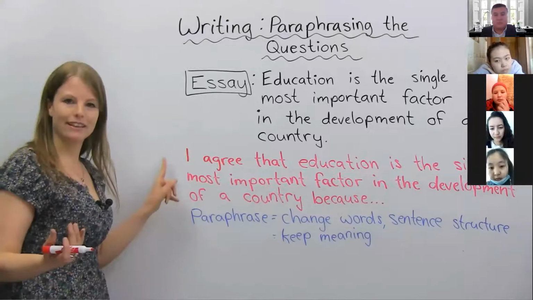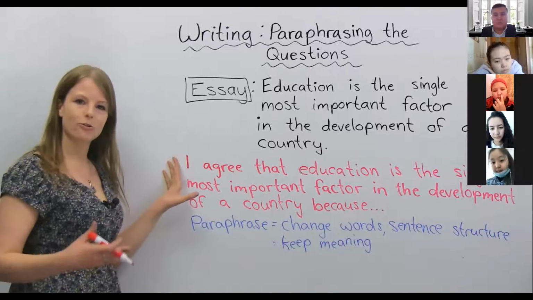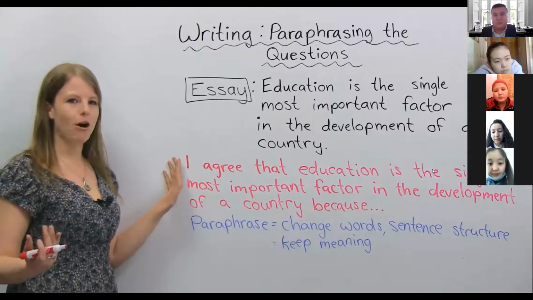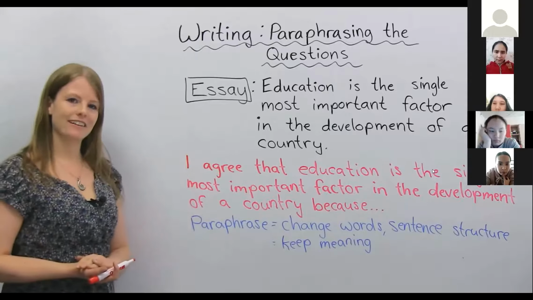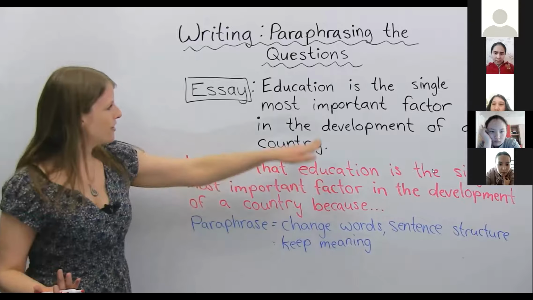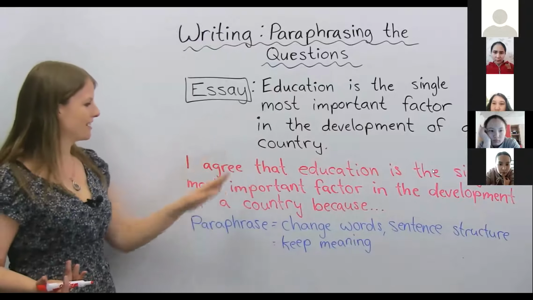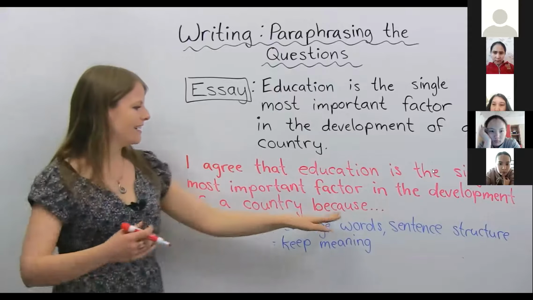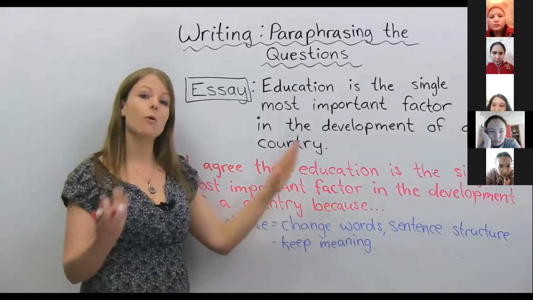So what is the problem with this? Is there any problem to start off your essay with something like this? There's a big problem. So I want you to take a moment and think, what could be the problem with starting your essay off with this sentence? Okay, well, if you noticed, you have here the word education. Education is the single most important factor. If you notice, these are the same. They're the exact same, except for I agree that and because. The student here has used the exact same wording that is in the question.